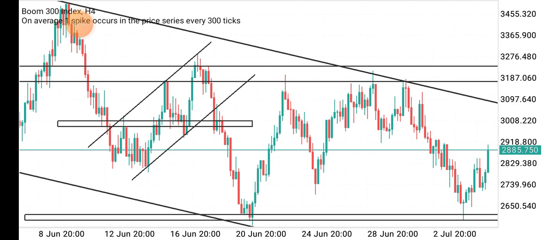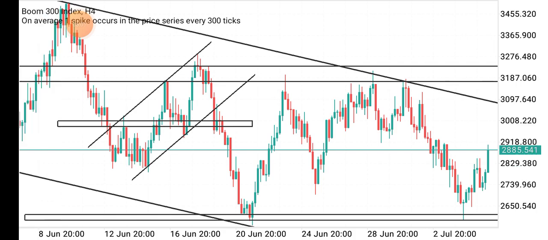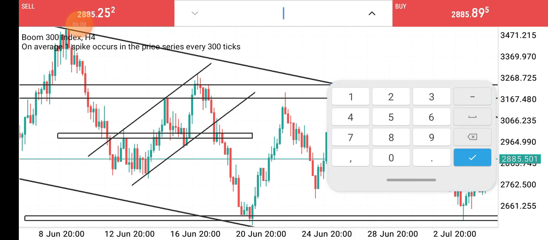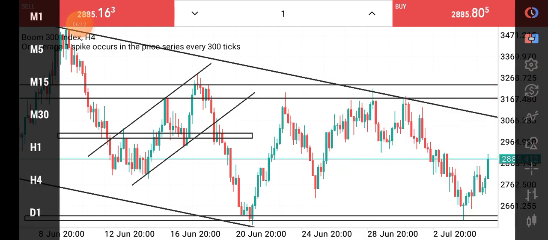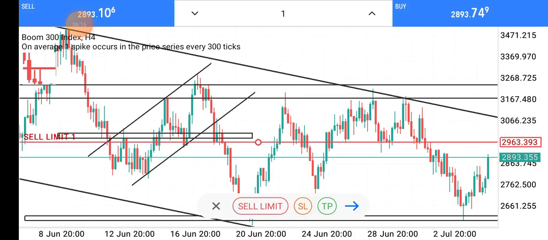If you can get a good entry for Boom 300, you will make massive profit within a very short time. It's very, very volatile now. Before, it used to be less volatile. The minimum lot size for Boom 300 is just 1.0, and 1.0 will require a margin of about, I think, $31 or so.